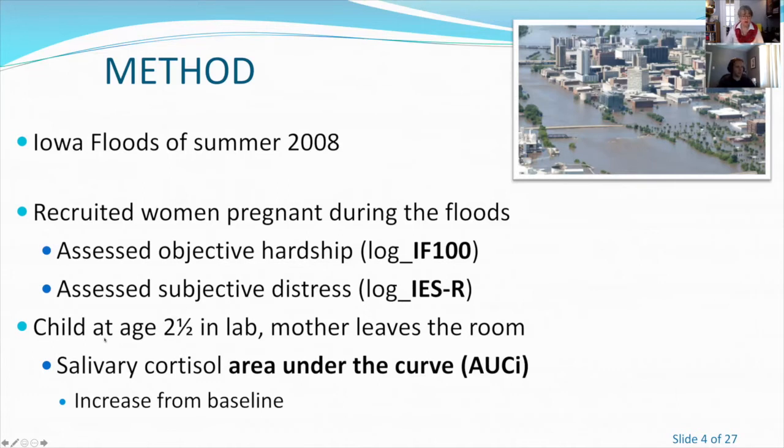So when the kids in this study turned 2.5, we invited them to come into a lab in Iowa. And at one point during the evaluation period, the mother just stands up and leaves the room. Of course, we had a two-way mirror, and the children were never in danger of hurting themselves. But we took saliva samples from those kids a few times before the mother left the room, and then a few times after the mother left the room, and then returned after like 3 minutes. And so from that, we calculated the area under the curve increase. So the total amount of cortisol that was secreted during this stressor. And the calculation that we used was the increase in cortisol from baseline.